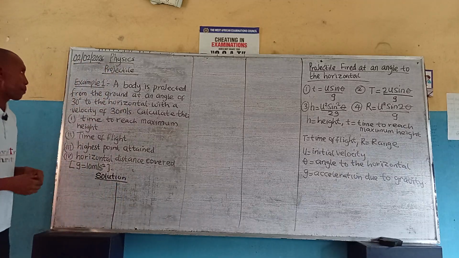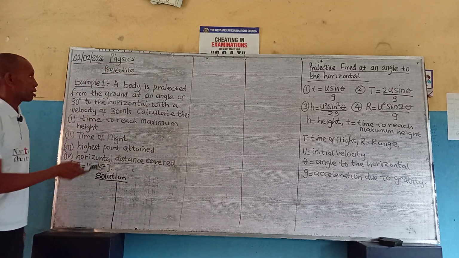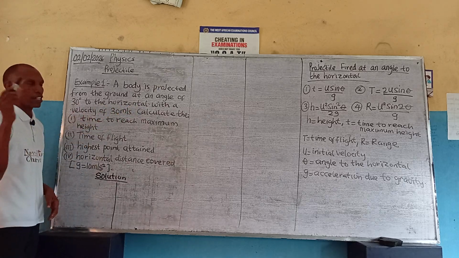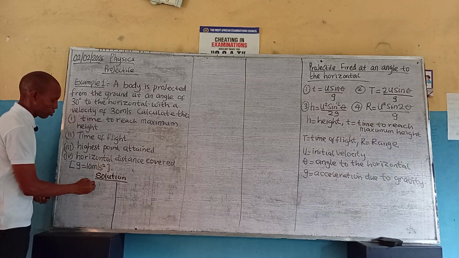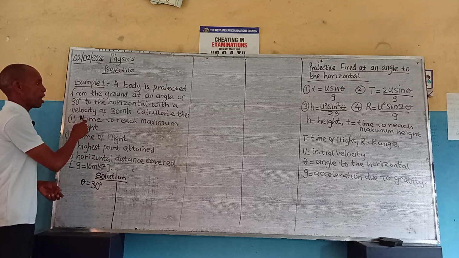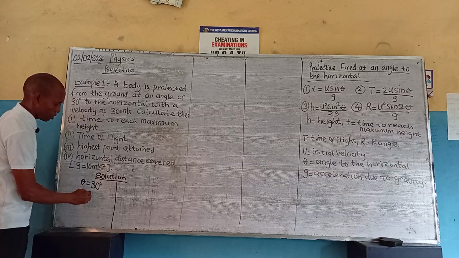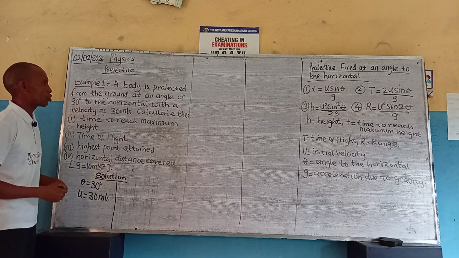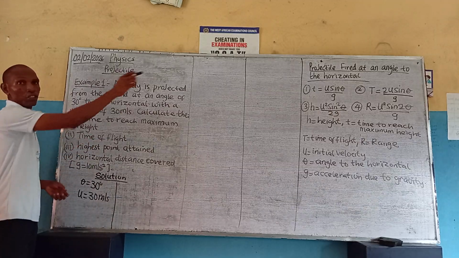Now we are taking this example. This serves as our example 1. The example reads: a body is projected from the ground at an angle of 30 degrees to the horizontal. So we are going to write theta is equal to 30 degrees. With a velocity of 30 meters per second, that is the initial velocity, u is 30 meters per second. We are now told to calculate the time to reach maximum height, that is small t.